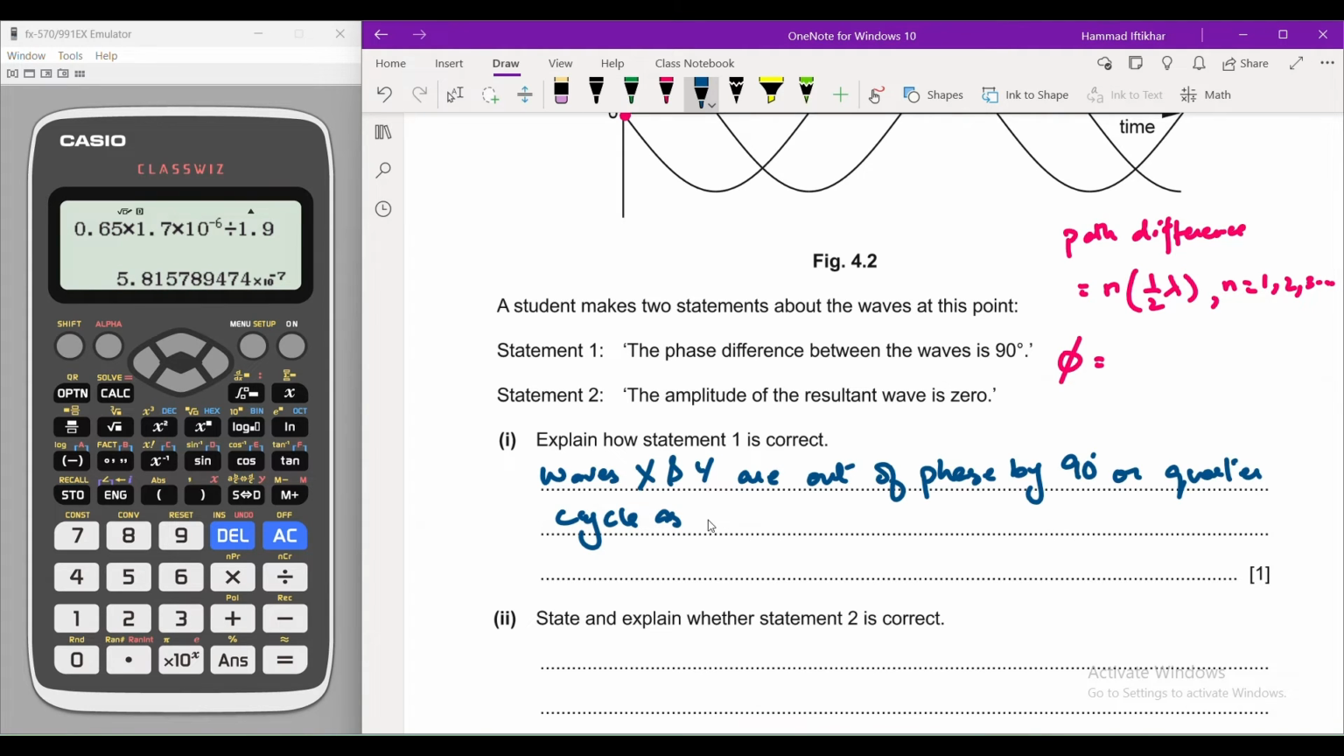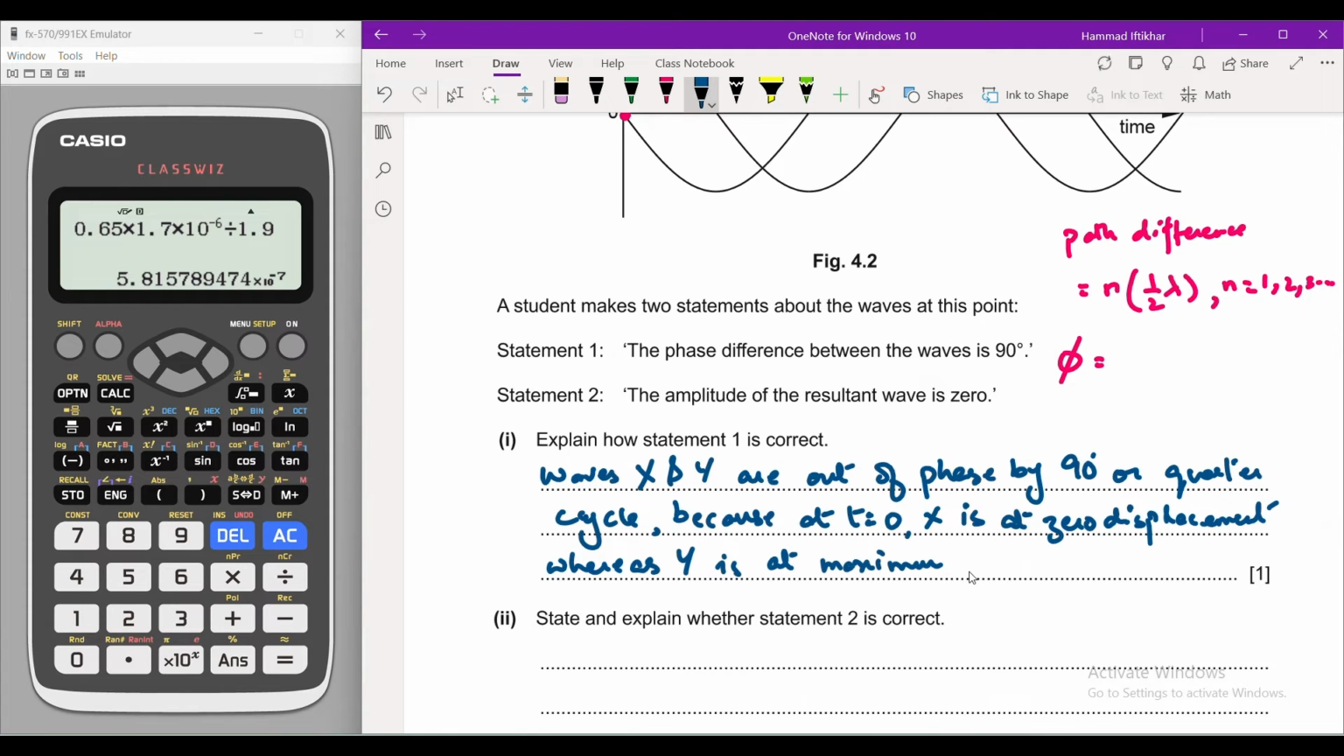because at time t equal to 0, X is at 0 displacement, whereas Y is at maximum displacement.